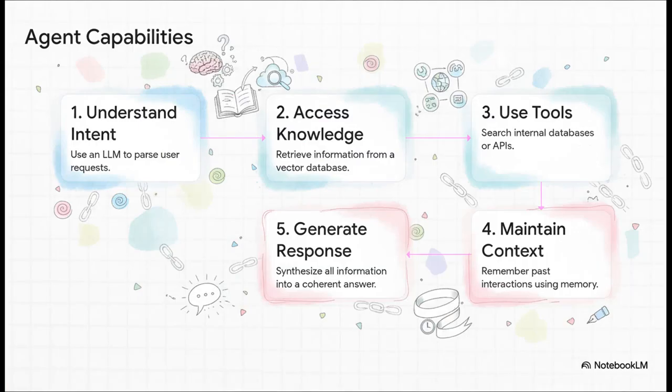An agent basically operates in a continuous reasoning loop. For example, say you ask it, "What was our revenue last quarter?" The agent first uses an LLM just to understand what you're asking. Then it might decide, okay, I need to use a tool to query our internal database. It goes and gets the data, synthesizes it into a nice human-readable answer, and it does all this while remembering the context of your conversation.